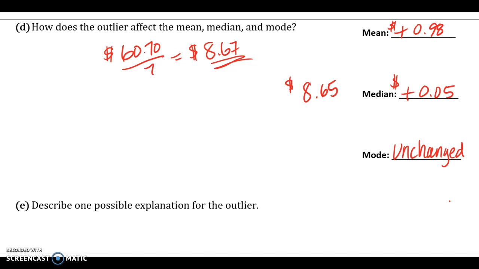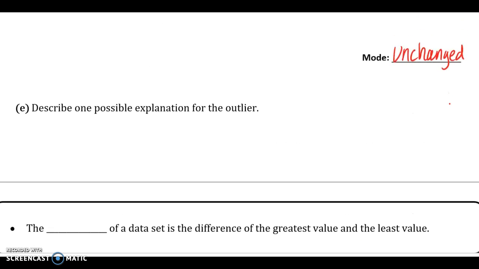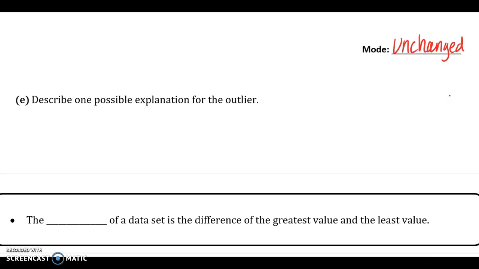All right, I want you to read this next question. It says, describe one possible explanation for the outlier. So why do you think there might be one person who's getting a wage of $16.50? Obviously here answers can vary. I want you to think about this question and write your own answer, and then this is something we'll come back to and talk about in class tomorrow.